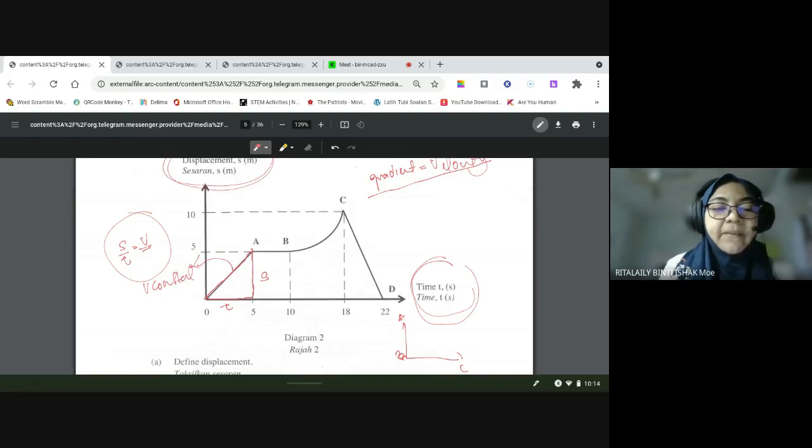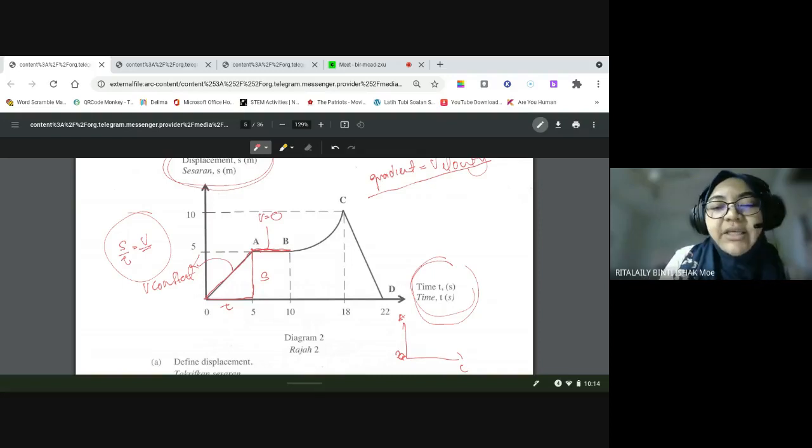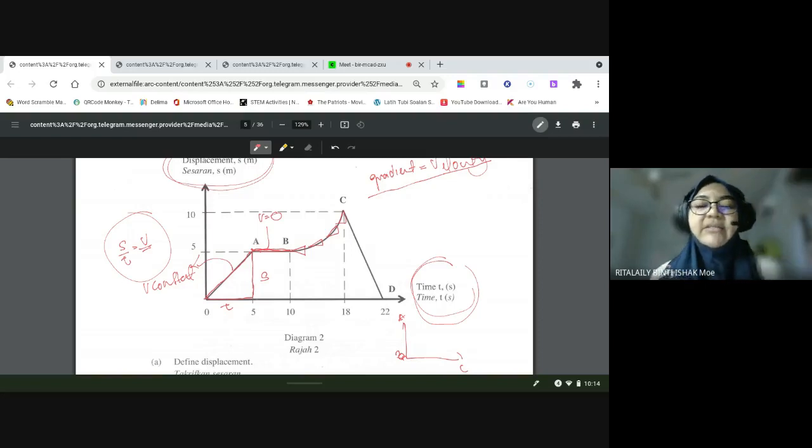Okay, whereas from A to B, there is no gradient. Therefore, we say that the velocity is zero or not moving or stationary. And from B to C, if we draw the triangle for the velocity, okay, we can see that the gradient increases. So the safest answer is increasing velocity.